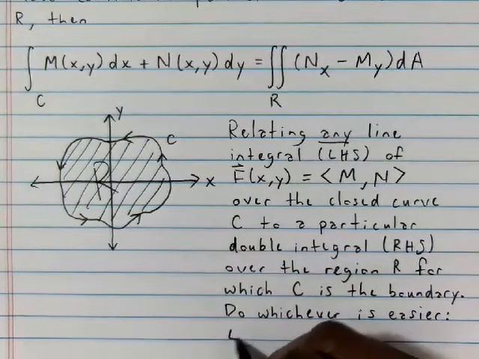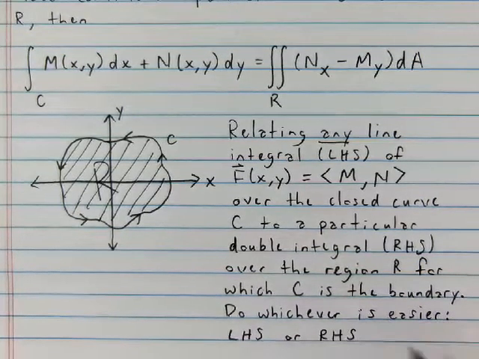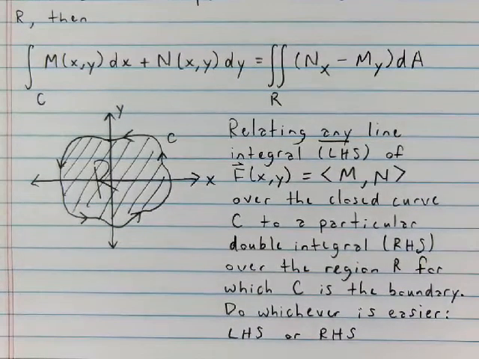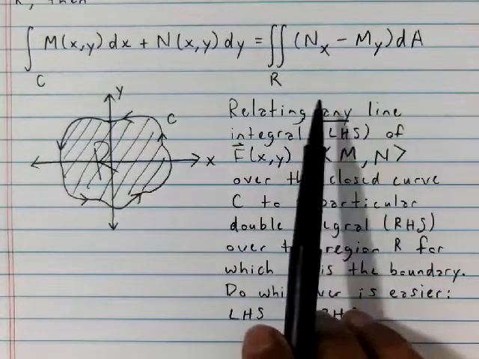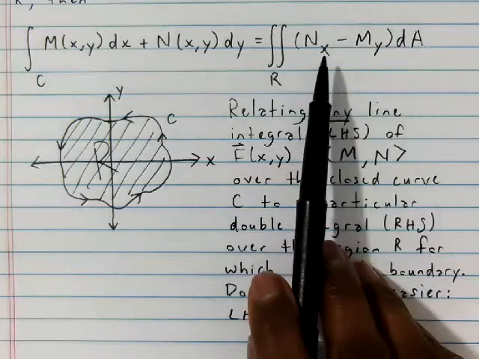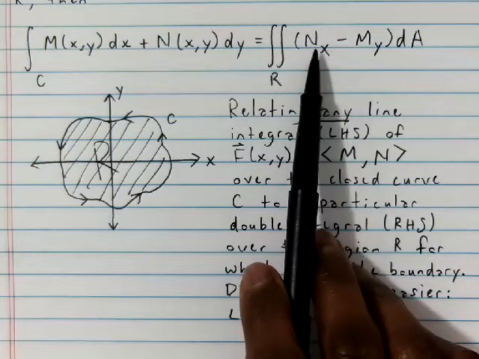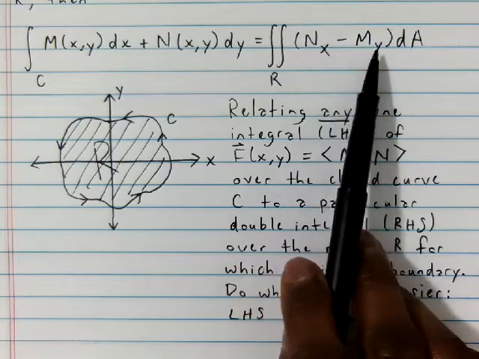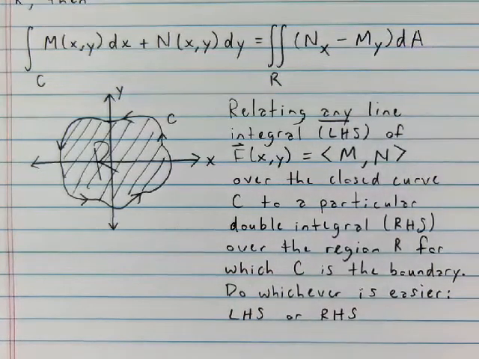Left hand side or the right hand side. So you could be given a double integral that looks like this, but that double integral has to be of the form over some region R where the integrand is of the form n sub x minus m sub y. And that's not usually the case, but it could very well be the case.